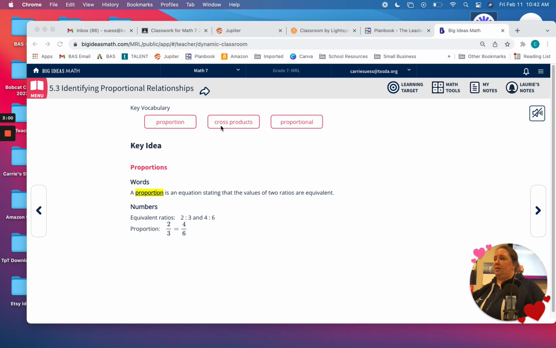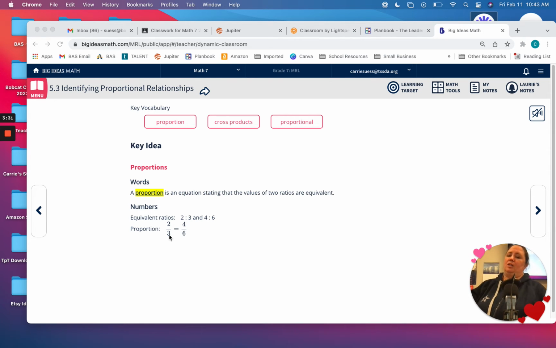Cross products. What does the word product mean? Multiplication. Very good. So if I am saying cross products, if I multiply across 3 times 4, what do you get? 12. It will equal the cross product going the other way. What is 2 times 6? Okay, so on proportional fractions, the cross products will be equal, meaning if you multiply going across, they equal.